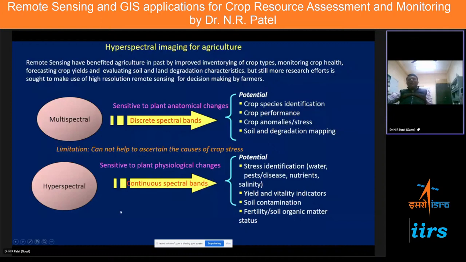But hyperspectral can be sensitive to biochemical composition as well as plant physiological changes. So inherent biochemistry as well as plant physiology is altered because of different kinds of stress, and this is possible to detect with hyperspectral remote sensing.